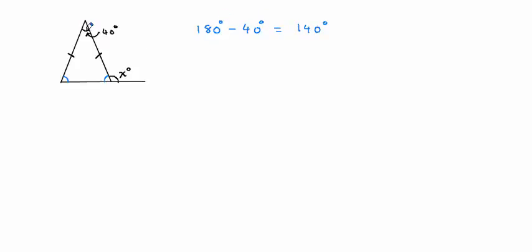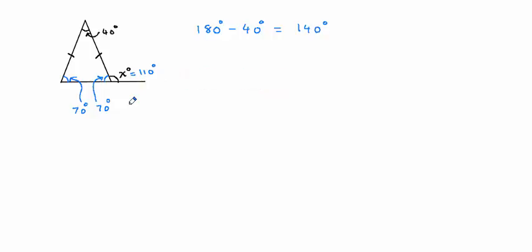180 minus 40. So if you take out the angle at the top, you get the sum of these two angles. And when they're equal, each one of them is going to be 70 apiece. You just divide 140 by 2. This is a 70 and this is a 70. They're both equal and they have to add up to 140 degrees. And that gives you the value of x. X plus this 70 out here add up to 180. Therefore, x is going to be equal to 110 degrees.